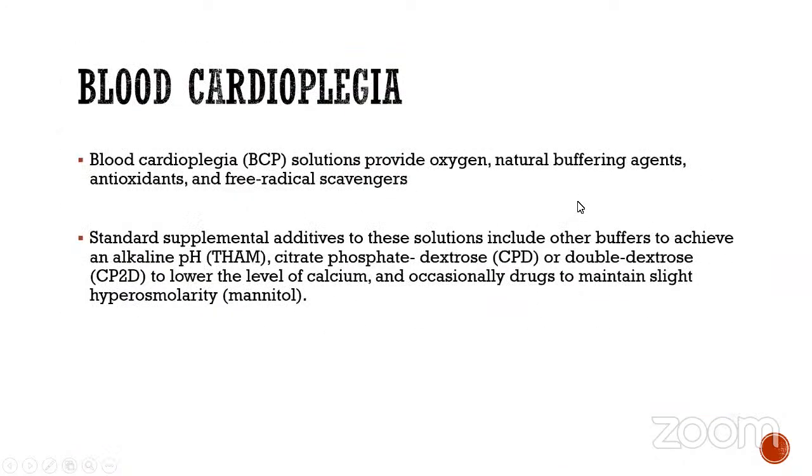Moving on to blood cardioplegia, they are solutions that provide oxygen, natural buffering agents, antioxidants, and free radical scavengers. The standard supplemental additives to this solution include other buffers to achieve an alkaline pH such as THAM, citrate phosphate dextrose or CPD or CP2D to lower the level of calcium, and occasionally drugs to maintain slight hyperosmolarity.